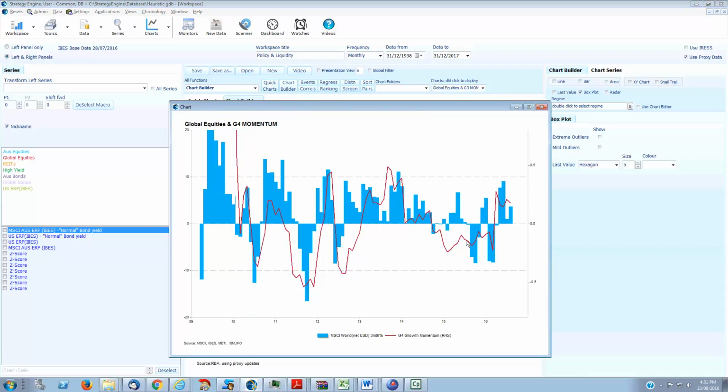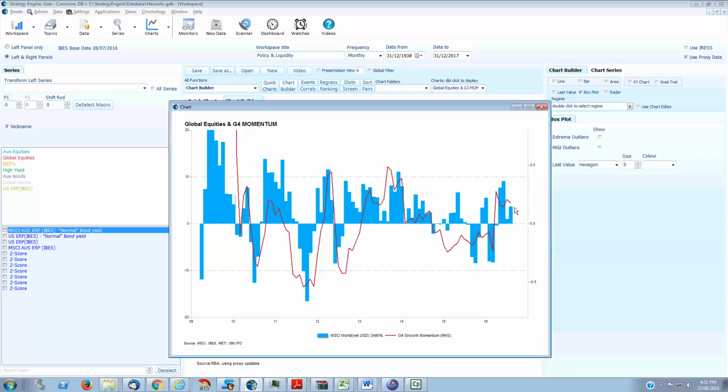We also consider G4 growth momentum. That's essentially looking at growth rates in the most recent month relative to the 12-month moving average. That's the red line. You can see here in February it was quite negative, and it pushed up to a positive outcome and has basically stayed there ever since. So we've seen a recovery in growth momentum.